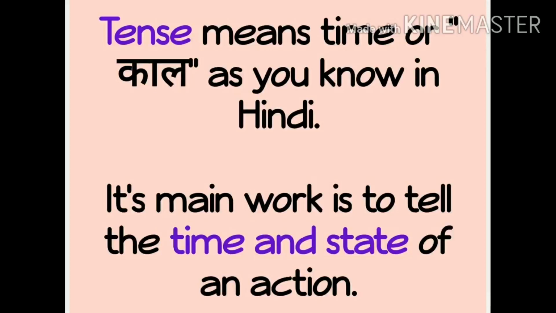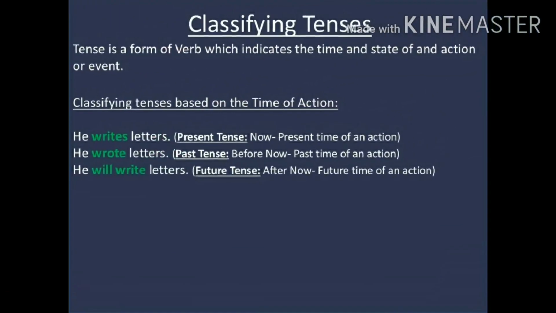Let's begin with understanding the definition of tense. Tense is a form of verb which indicates the time and state of an action or event. So, according to the definition of the tense, it tells us that tense is a form of verb. That means we will be dealing with different forms of verbs in this chapter in terms of time and state of action or event.